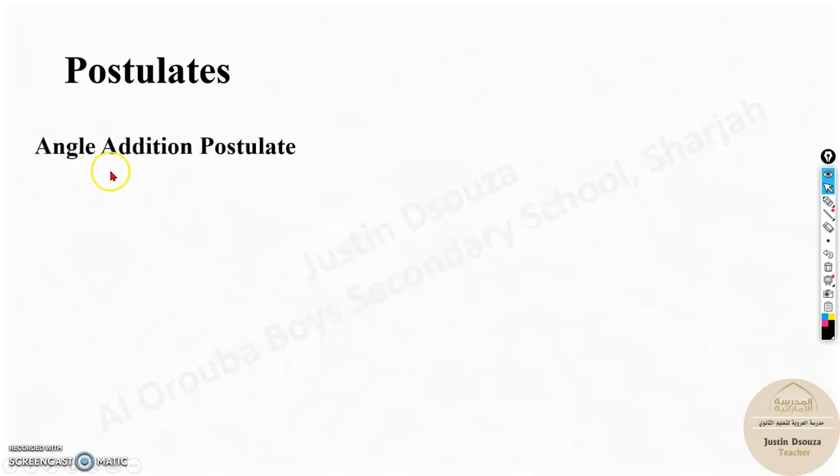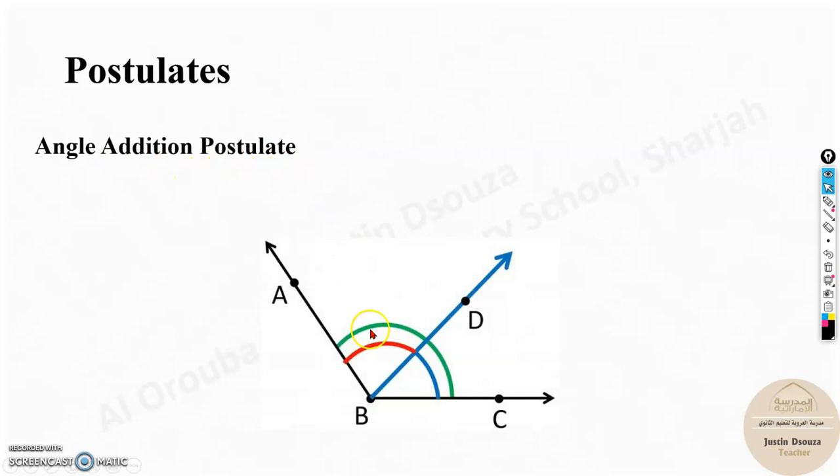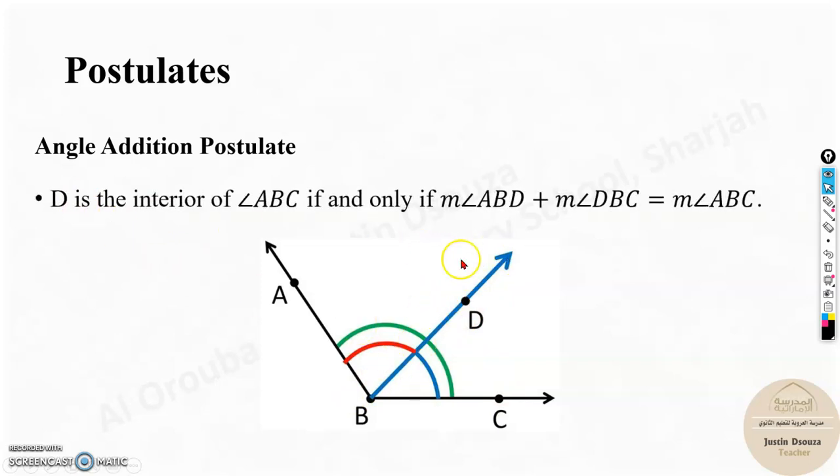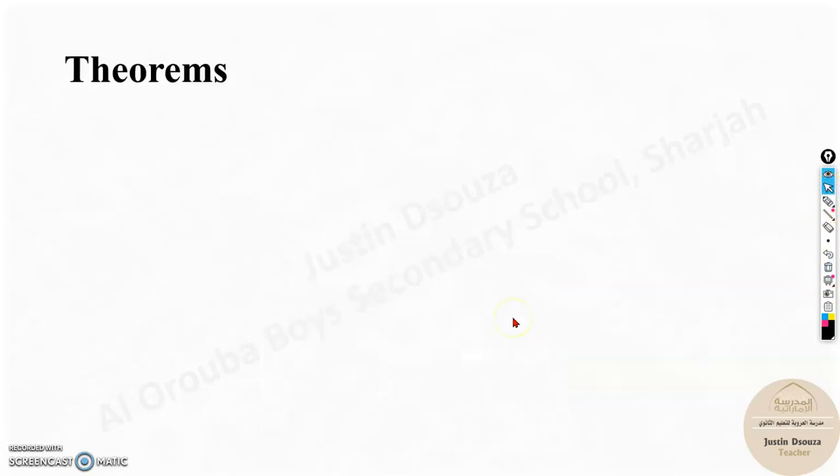Now the next one is the angle addition postulate, which is very important. Now look at this figure, A, B, C, and there's a D in the interior. So D is in the interior of angle ABC if and only if the measure of angle ABD plus the measure of angle DBC is equal to the total angle, that is the measure of angle ABC. So what it means is, if you add this over here and add this, you must get the total angle. That should be true. Otherwise, this is not an interior point.